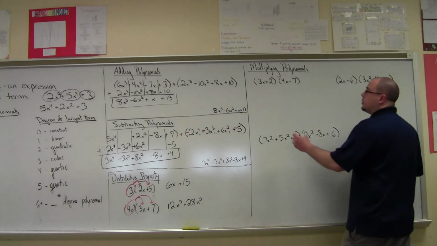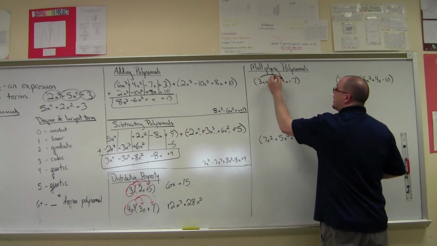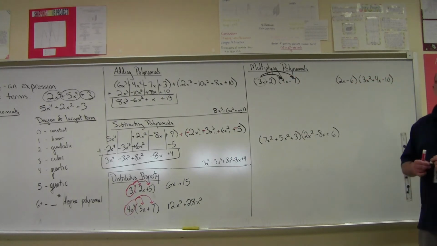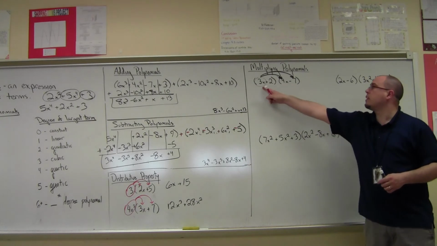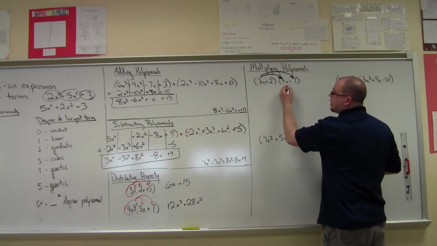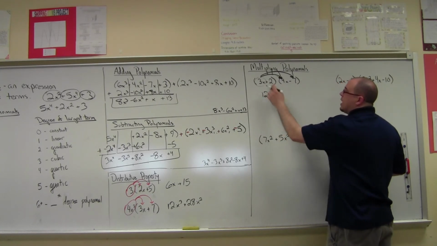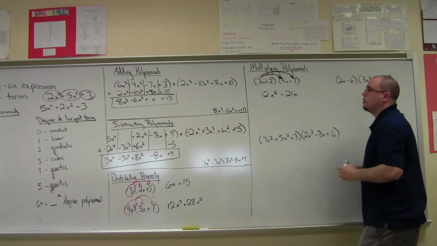So what I'm going to do is I'm going to multiply the 3x, that first term, by both terms inside the other set of parentheses. So we're going to do 3x times 4x, and then 3x times negative 7. If we do that, we get 3x times 4x is 12, x times x is x squared, and then 3x times negative 7 is negative 21x.